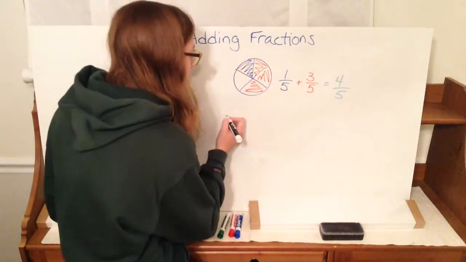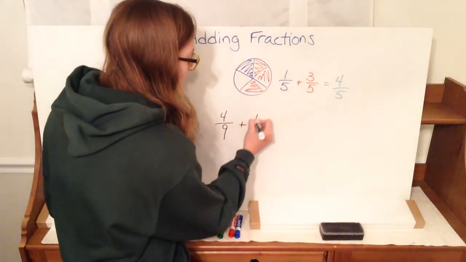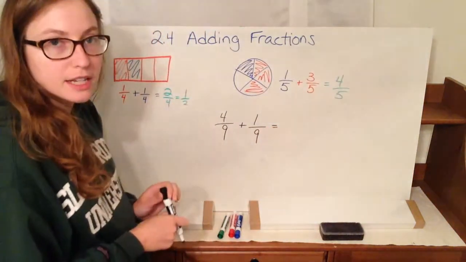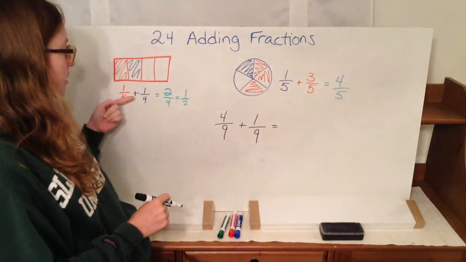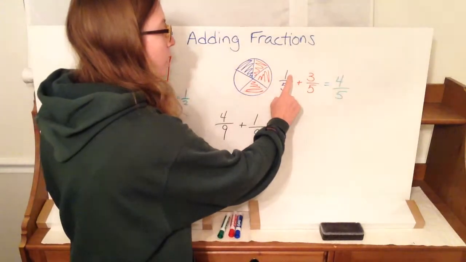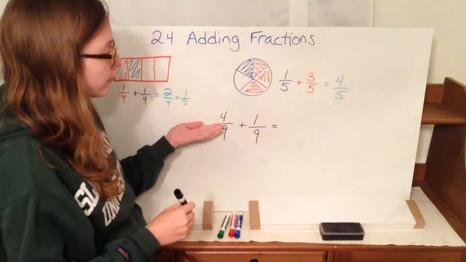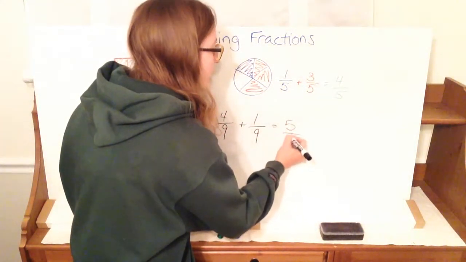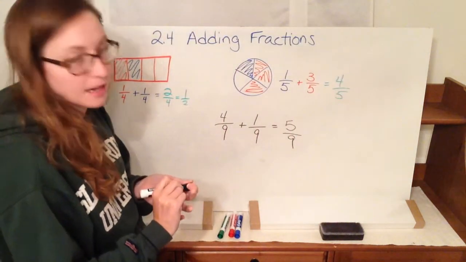If I have 4/9 of something and 1/9 of something, what do I have all together when I add those up? Hopefully you can see the pattern that 1 plus 1 gave us 2. Here, 1 plus 3 gave us 4. And so here we have 4 plus 1, which gives us 5. And the pieces are not changing in size, so our denominator stays the same.